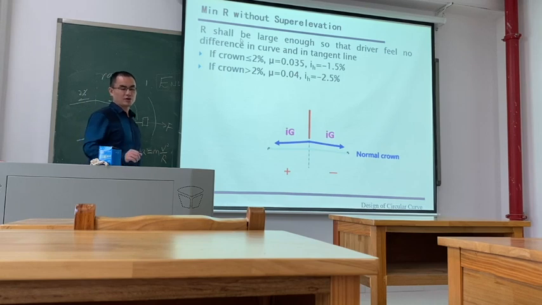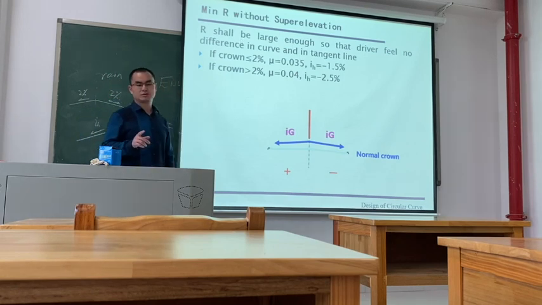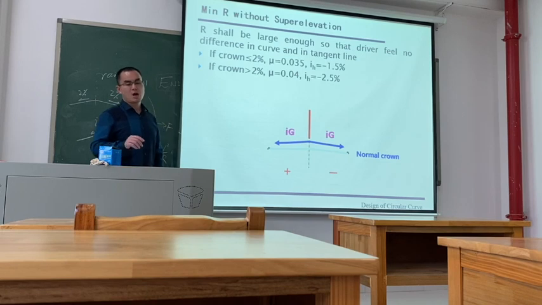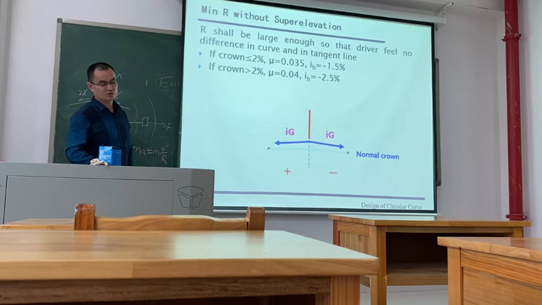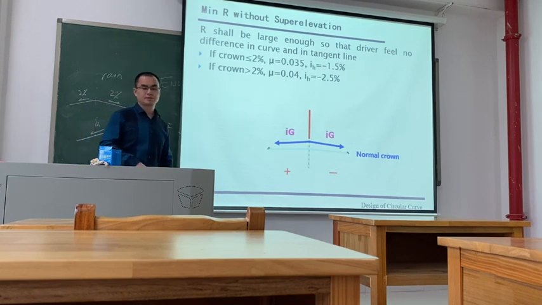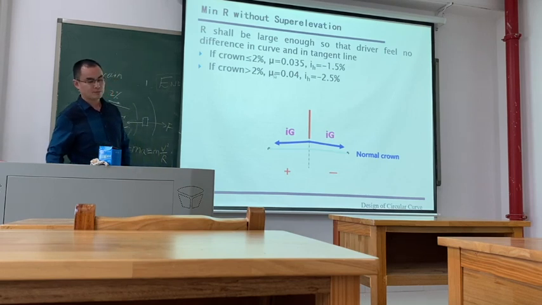A radius shall be the minimum R without superelevation. The radius shall be large enough so that the driver feels no difference between the curve and a straight line. So mu is very small, and IH is small. Do you understand?